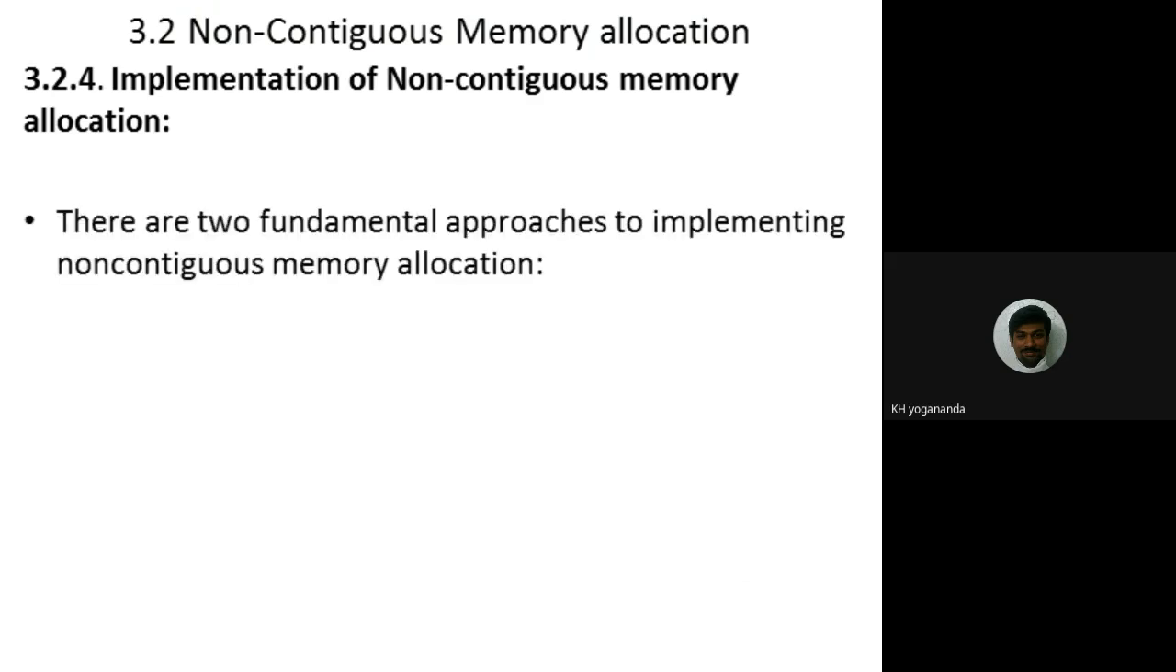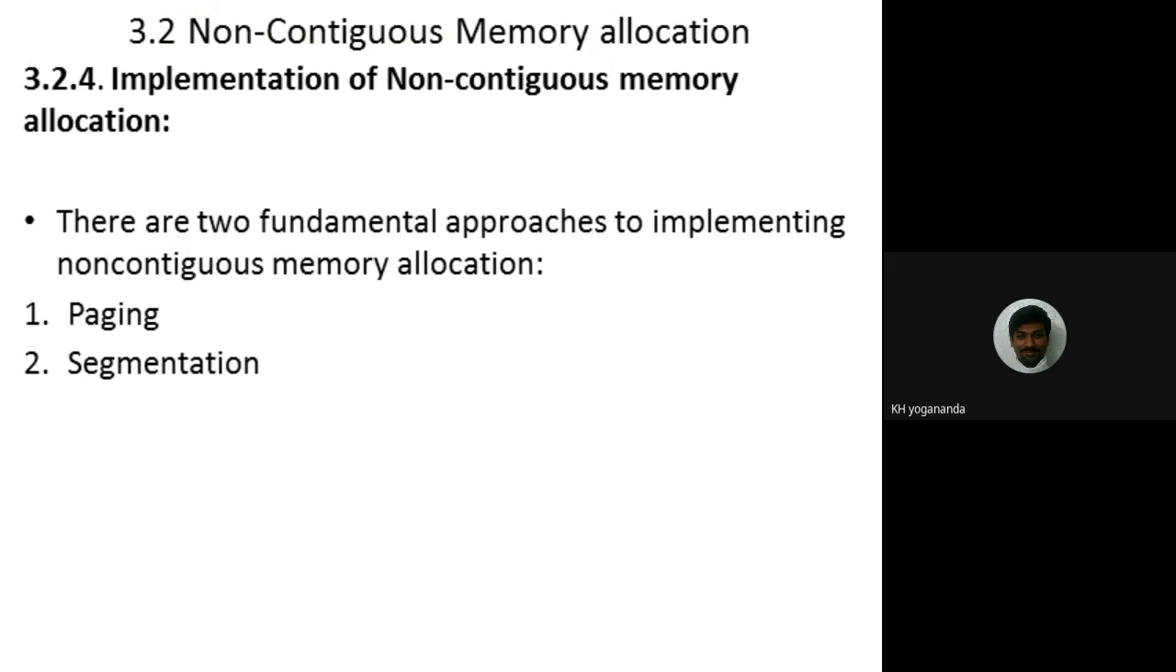Today's topic is implementation of non-contiguous memory allocation. There are two methods, paging and segmentation. Along with that, one more method is there, called hybrid. So we are going to discuss these three things. There are two fundamental approaches to implement non-contiguous memory allocation: one is paging, and the second one is segmentation. The third one is not a fundamental approach. It is a derivation from these two, a combination of these two things. It is called a hybrid approach.